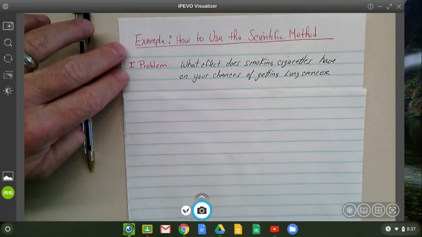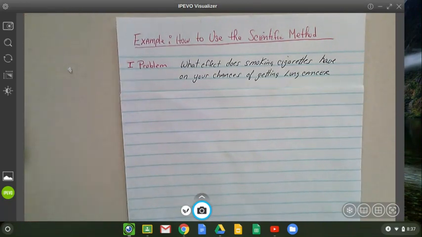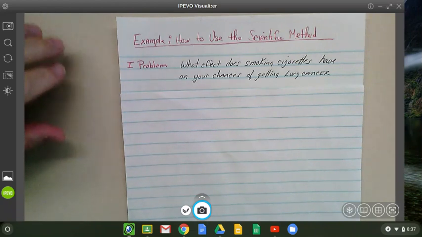Okay, what I want to do today is give you an example on how to use the scientific method as we've discussed in class, from step one all the way down to the final step. So, the first thing you need, as I've said in class, is that you need to have a problem. We need to have a purpose. So, here, the example I'm going to use today is what effect does smoking cigarettes have on your chances of getting lung cancer? So, there's the problem.